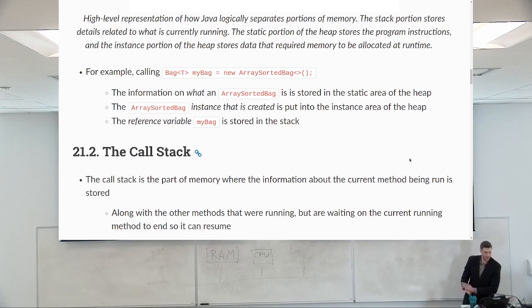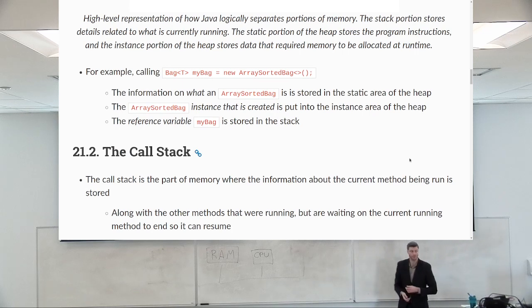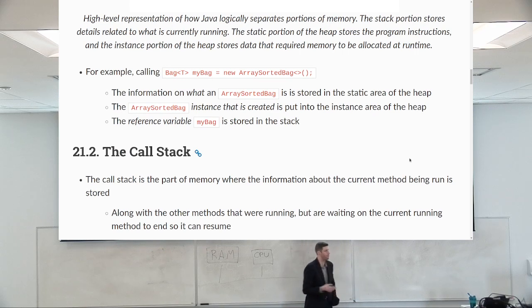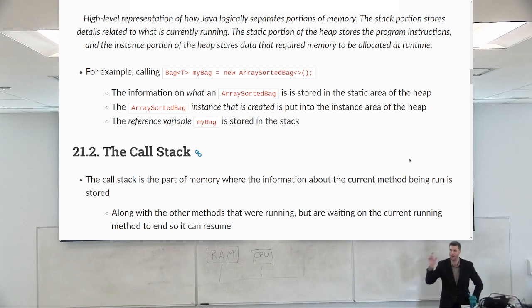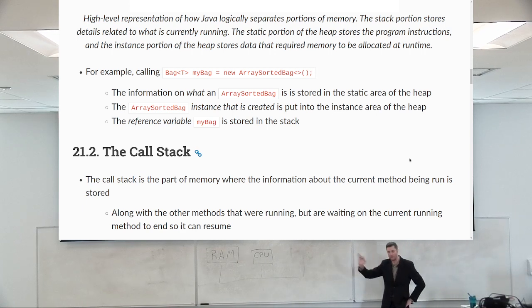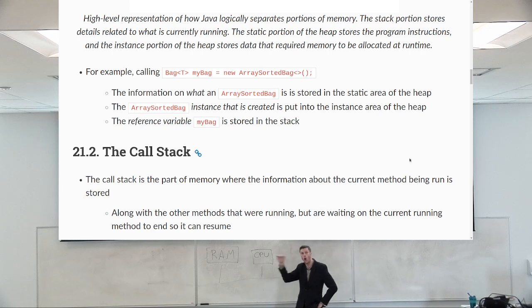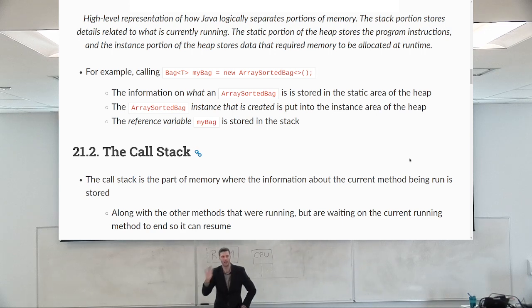Right, okay, so here's the example. For example, if I make a bag reference variable called myBag equals new ArraySortedBag, the information on what an ArraySortedBag is is stored in the static area of the heap, that blue part. That's the instructions. That's the definition of everything in our code, because it's the code, the instructions that defined the bag stuff.